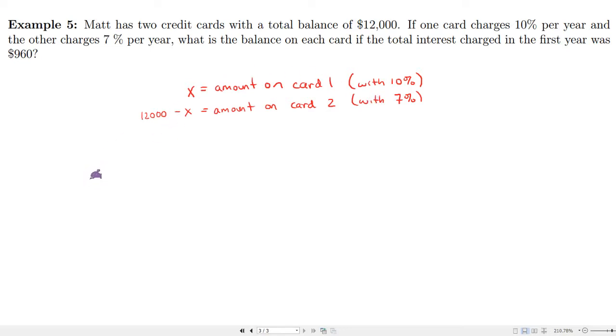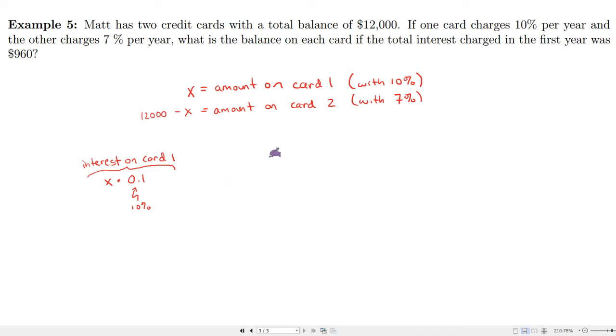So the interest on card 1, what is that? Okay, well, that'll be X, right? The amount on card 1 times this percentage. So that'll be multiplied by 0.1, right? Since that's 10%. Okay, so this is kind of what I was saying here. So the interest on card 1 is this amount.